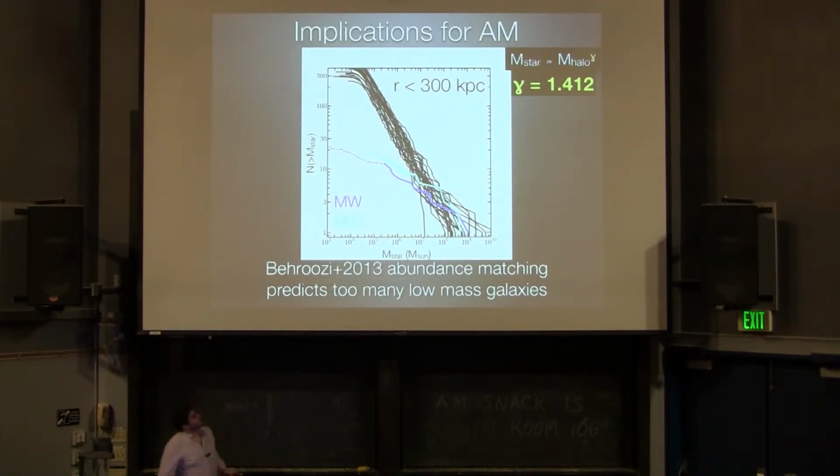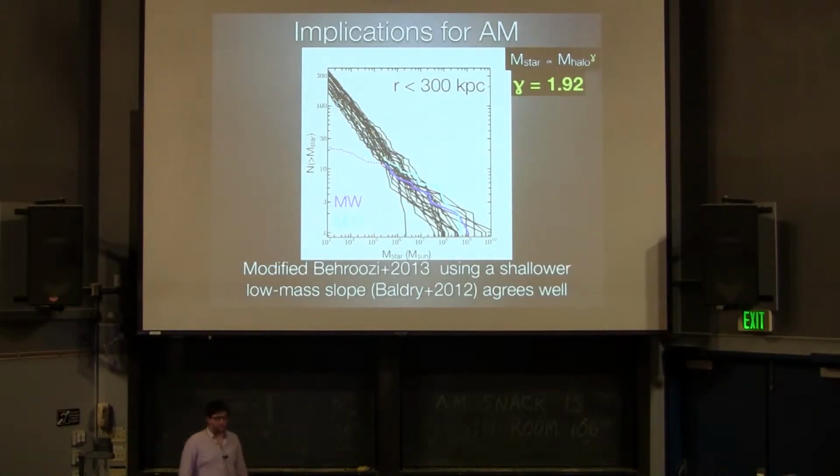Now at the faint end, the M star M halo abundance matching relation is approximately a power law. The Baruzzi 2013 prescription used the power law from the Baldry 2008 paper, which used SDSS. If we do nothing to the abundance matching prescription except modify that faint M star power law to be that suggested by the Baldry 2012 paper, which used the GAMA survey, then we get much better agreement in this regime. And we then predict about 300 galaxies with M star bigger than about 10^3 solar masses within 300 kiloparsecs of either the Milky Way or M31.